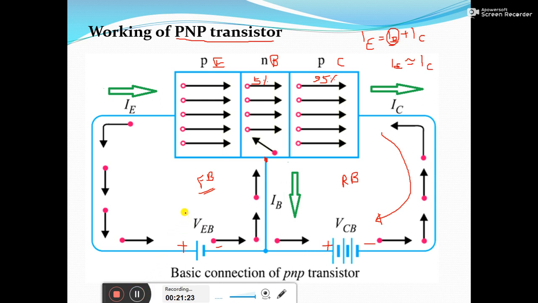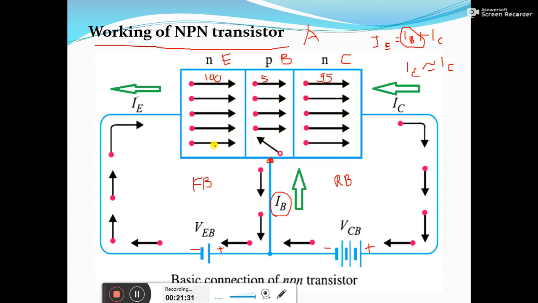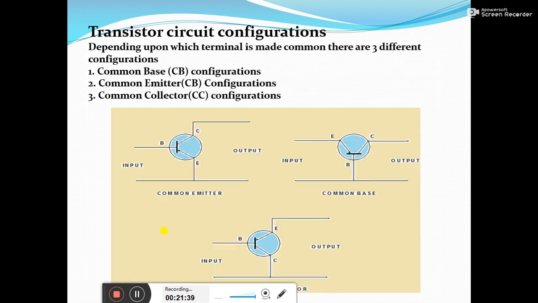Like this, the flow of holes constitutes the dominant current in a PNP transistor, and the flow of electrons constitutes the dominant current in an NPN transistor. Next, as we know, the transistor has only 3 terminals, namely emitter, base and collector.